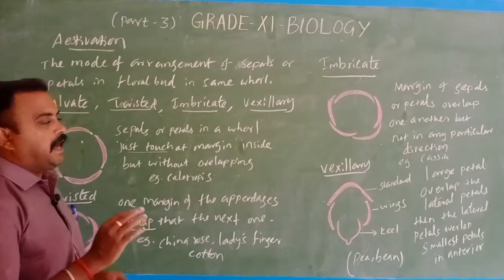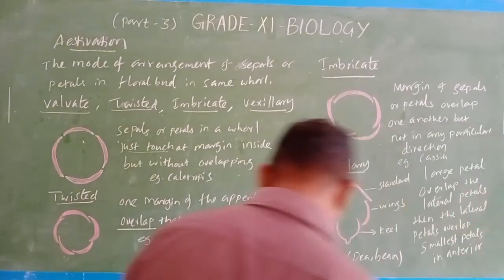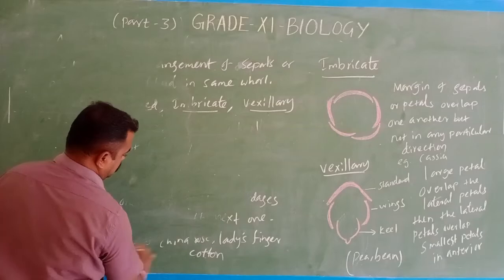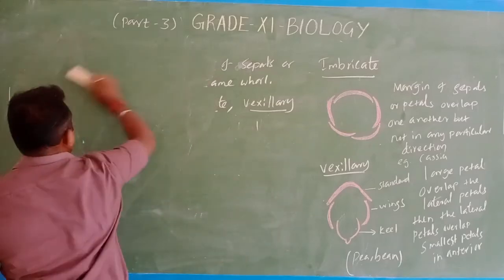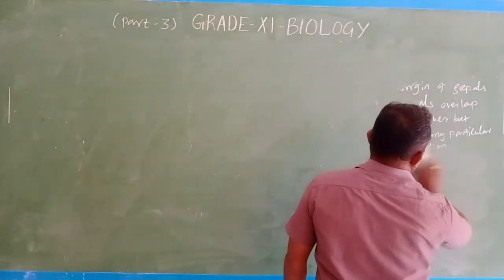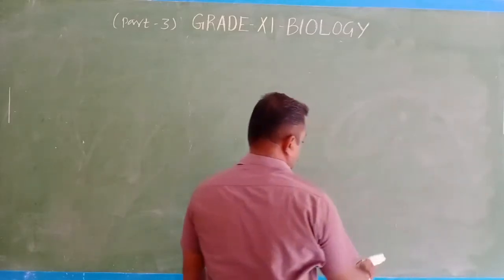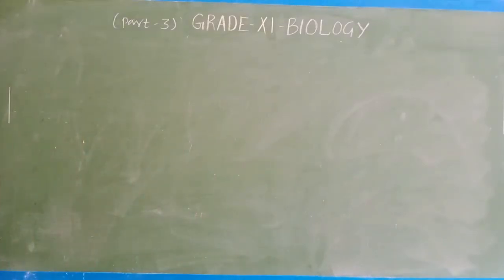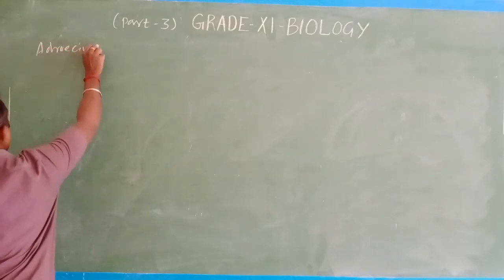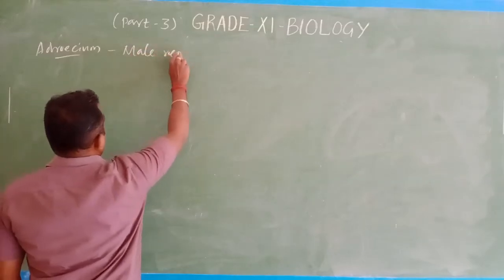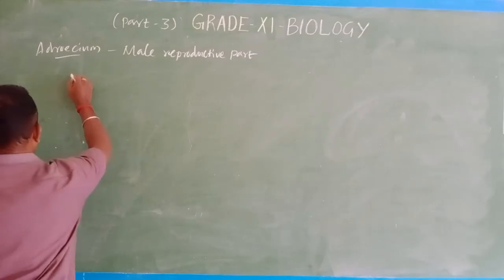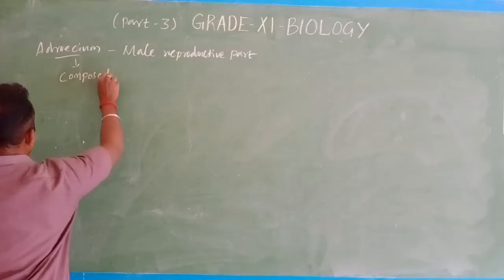Next we are going to see about androecium. Androecium is the male reproductive part, and it is composed of stamens.